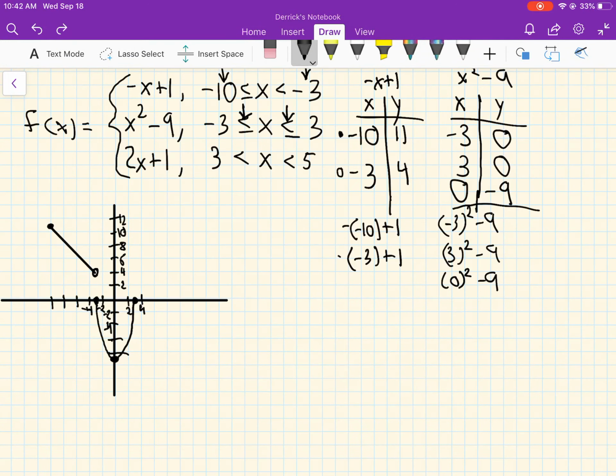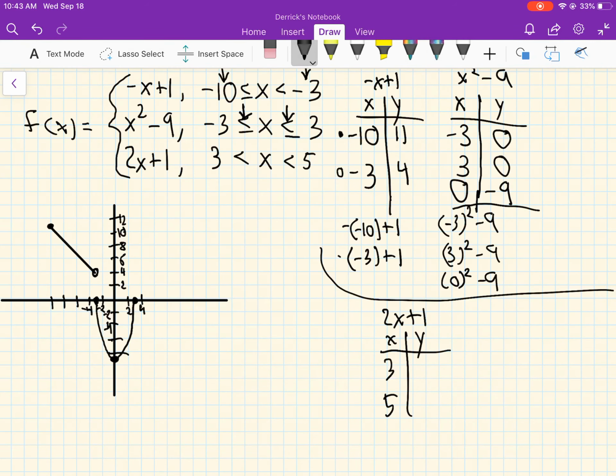Last piece we need to talk about is the 2x plus 1. Put a line here. We're going to make ourselves an xy table for that. Now the good news is we're back to a simple linear, right? 2x plus 1, not 2x squared, not 2x to the third, it's not square root of x or absolute value or any of that sort of stuff. It's just a 2x to the first power. So because of that, we are able to just go ahead and plug in 2 points and be able to graph off of that. So I'm going to use 3 and 5.